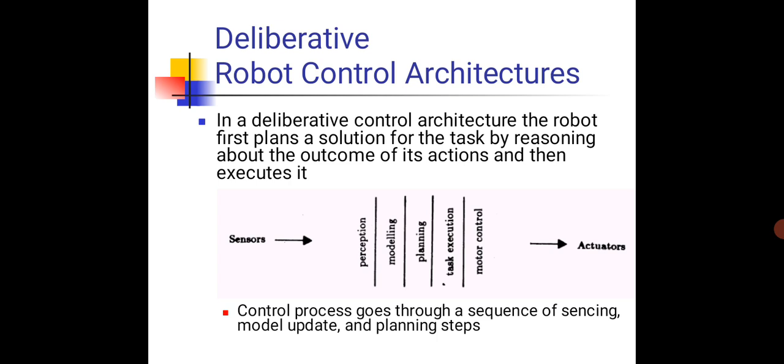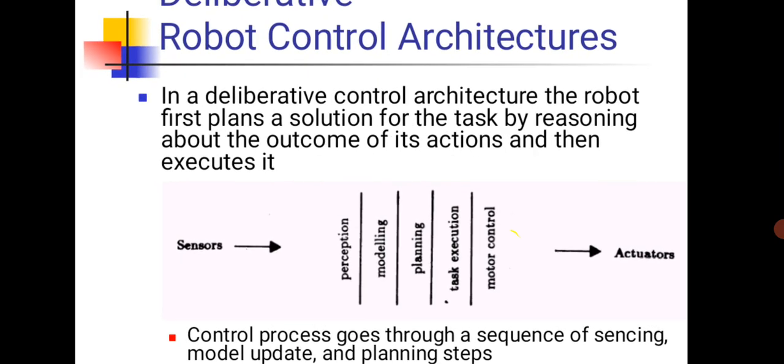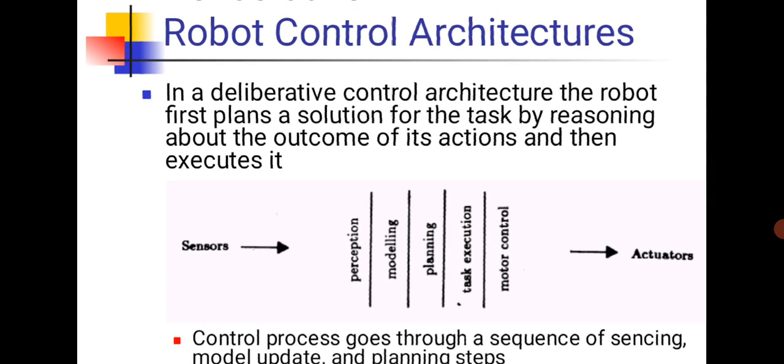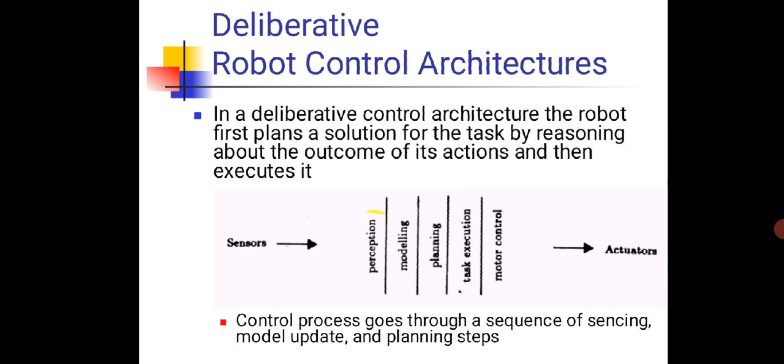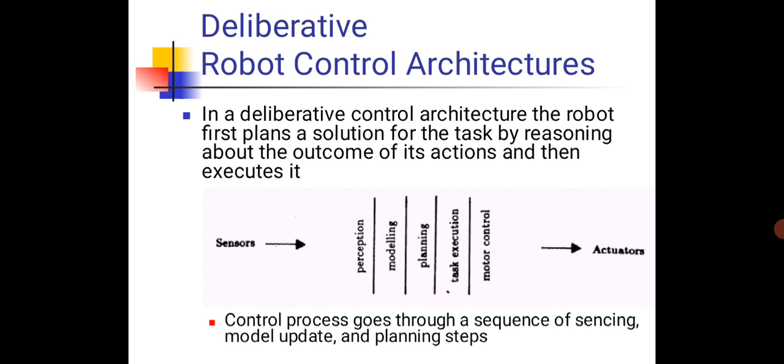In a deliberative control architecture, the robot will first plan a solution for the task by reasoning about the outcome of its actions, and then it will execute. So you can see here there is a sensor and actuator. Between them there is a layered structure: perception, modeling, planning, then it will execute the task, and finally the control is given to the motor through the actuators. So this is defined as a deliberative robot control architecture.